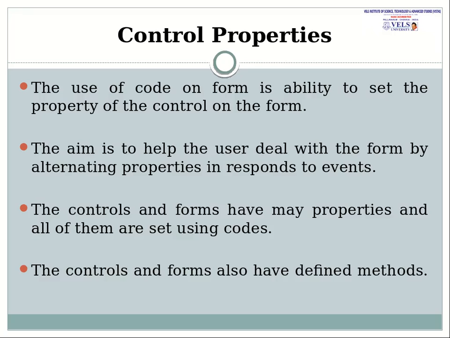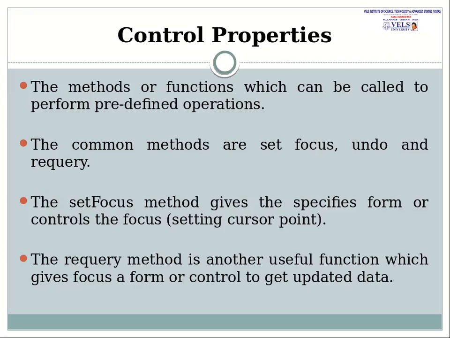So the controls and forms have many properties that can be set using code. For example, for a text box, the actual name of the text box and the font size, everything resides in the properties of the text box. So the controls and forms have their own properties and their own behavior through methods. The controls and forms have different methods that can be called, the methods and functions called to perform predefined operations. So each and every form has its own properties and own methods.